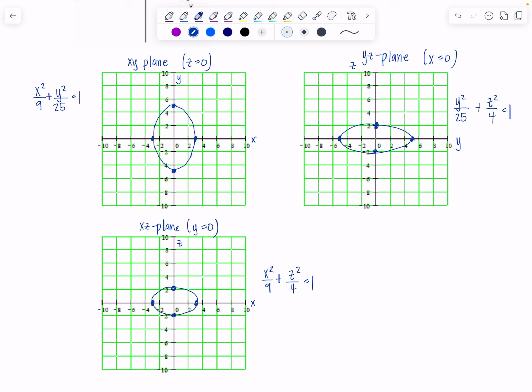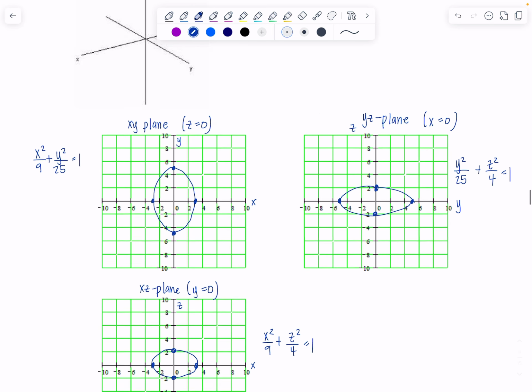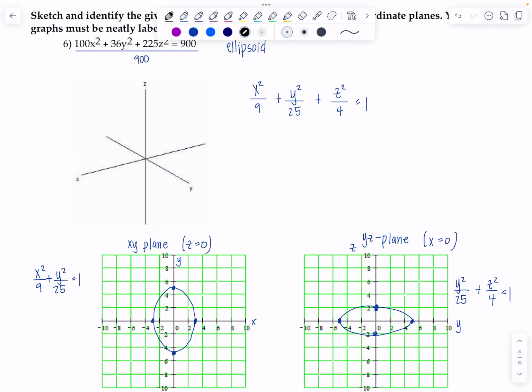So now it's just a matter of translating everything to the 3-dimensional coordinate system graph. So the x-intercepts I need are 3 and negative 3. And the y-intercepts 5 and negative 5. 1, 2, 3, 4, 5. Okay, so let's draw that trace in the xy plane.